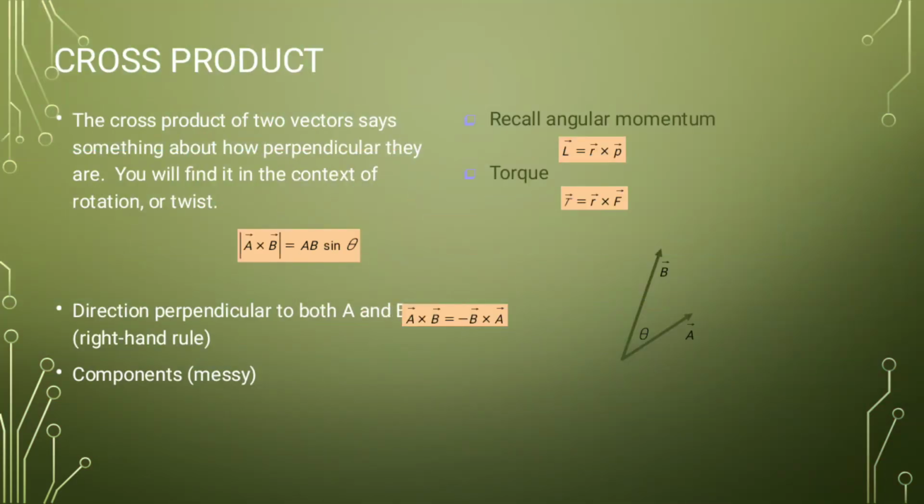This is your cross product. See, angular momentum. What does angular momentum mean? This is the formula for angular momentum: L vector is equal to R vector cross P vector. Torque, tau vector is equal to R vector cross F vector. So this cross symbol represents the cross product.